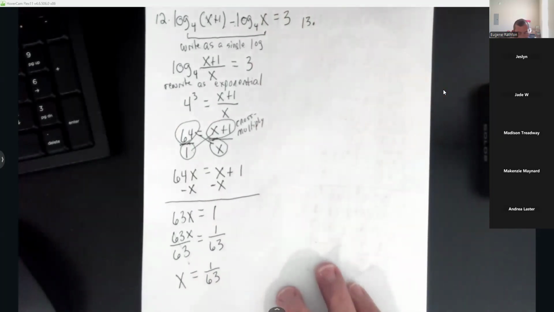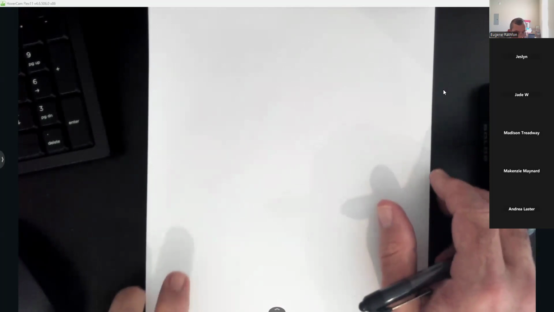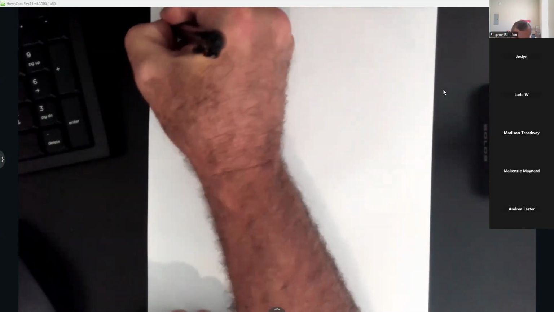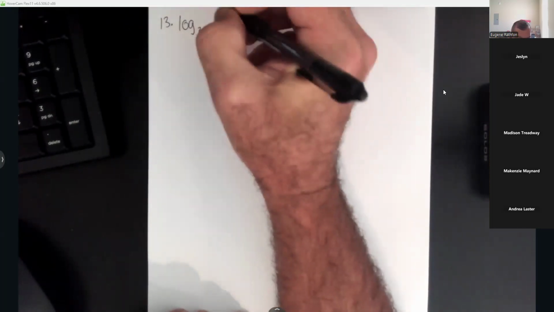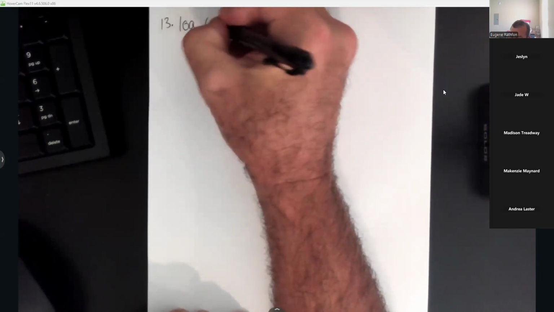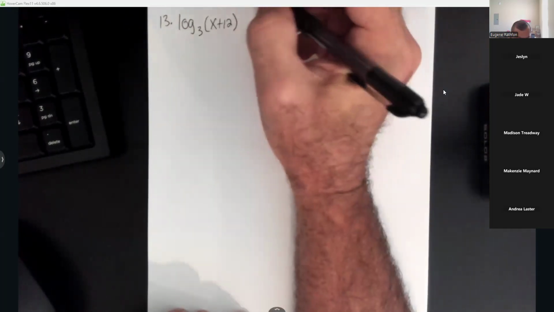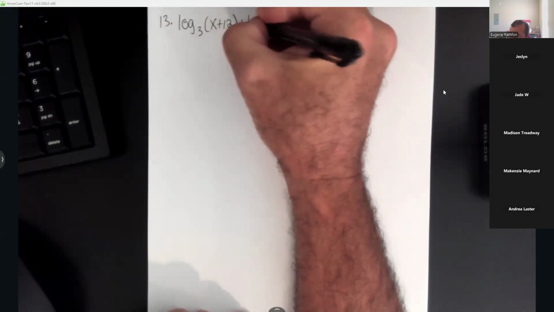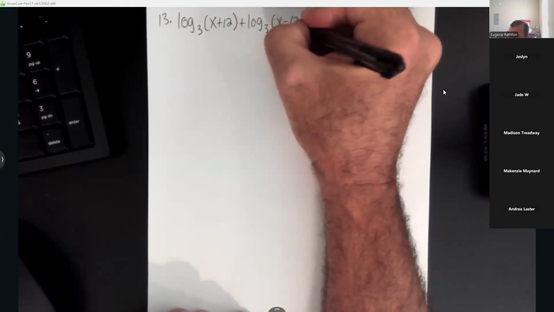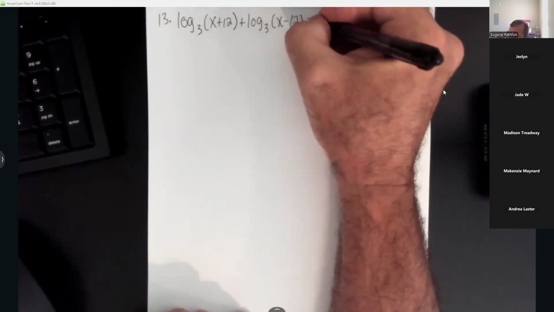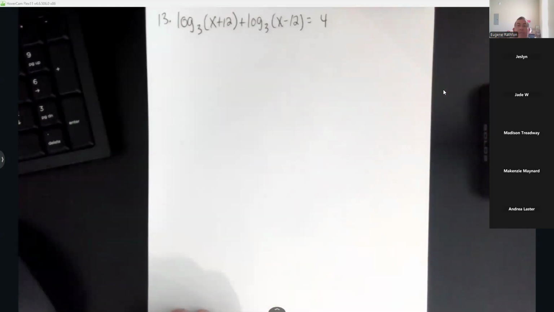All right, y'all, I'm going to get another sheet for this one. This one's sort of bigger. Okay, so I was on 13. All right, y'all, a log base 3, x plus 12 plus a log base 3, x minus 12 equals a positive 4.